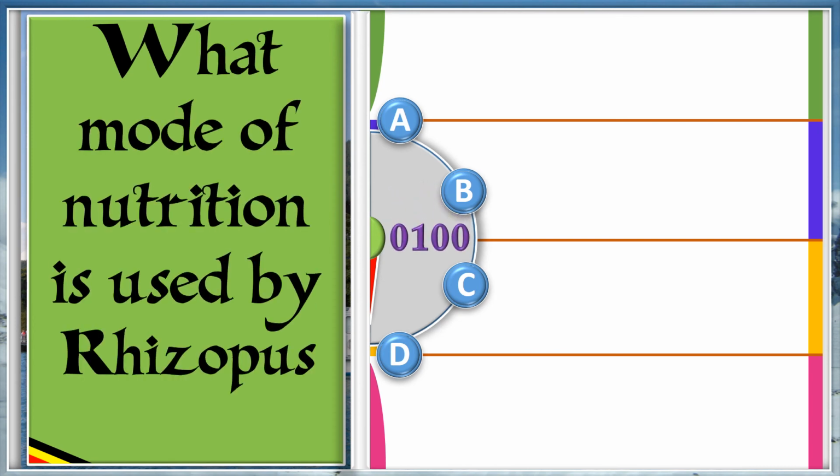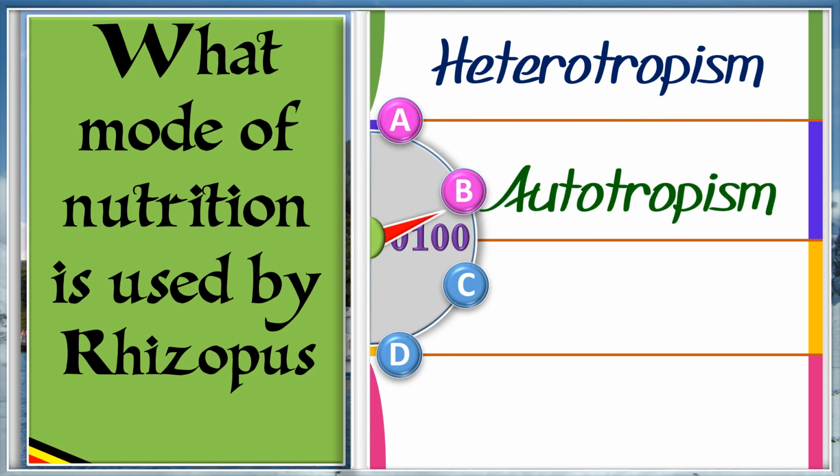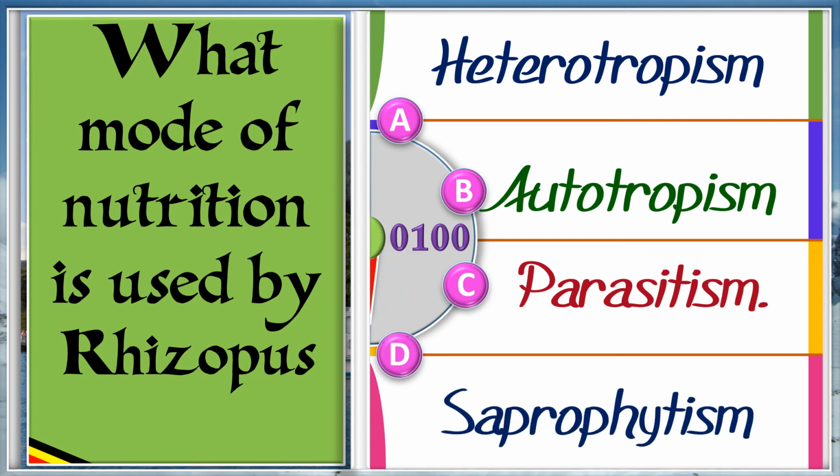What mode of nutrition is used by rhizopods? A. Heterotrophism. B. Autotrophism. C. Parasitism. D. Saprophytism. And the answer is D. Saprophytism.